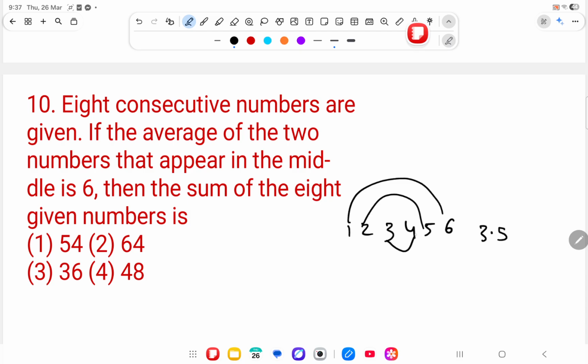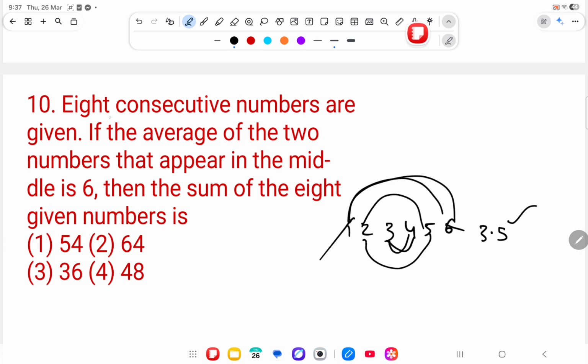If you add all these, 1, 2, 3, 4, 5, 6, and divide by 6, you will get 3.5. Or the average of the extremes 1 and 6. Or otherwise, if you leave these 2, the average of 2 and 5 is also 3.5, or the average of the middlemost numbers is also 3.5.